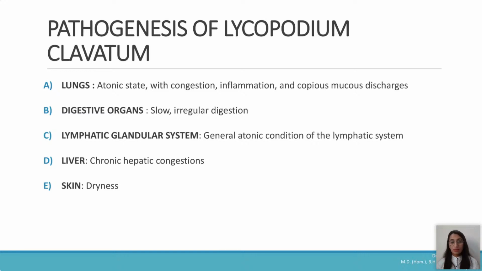Secondly, the second pathogenetic feature of Lycopodium is congestion of the lungs. If you see overall, Lycopodium has a lot of congestion and hemorrhagic tendencies, which we'll be seeing in the symptom complex also. Inflammation of the lungs. Remember, chronic inflammations or deep-seated pathologies fall more so into the pathogenesis of Lycopodium, and there are copious mucus discharges. Based on this, we will develop the symptom picture of Lycopodium.